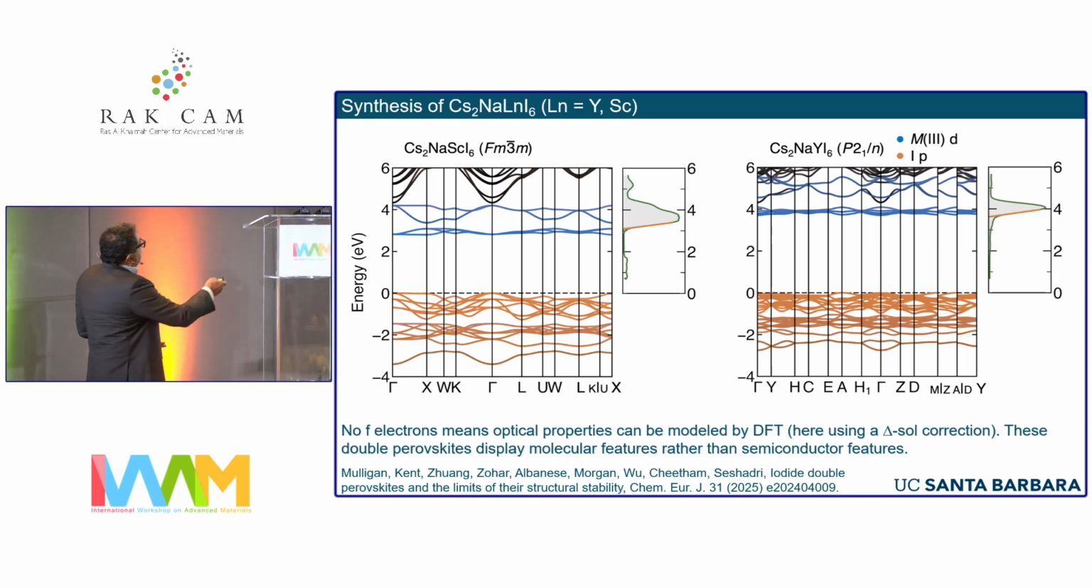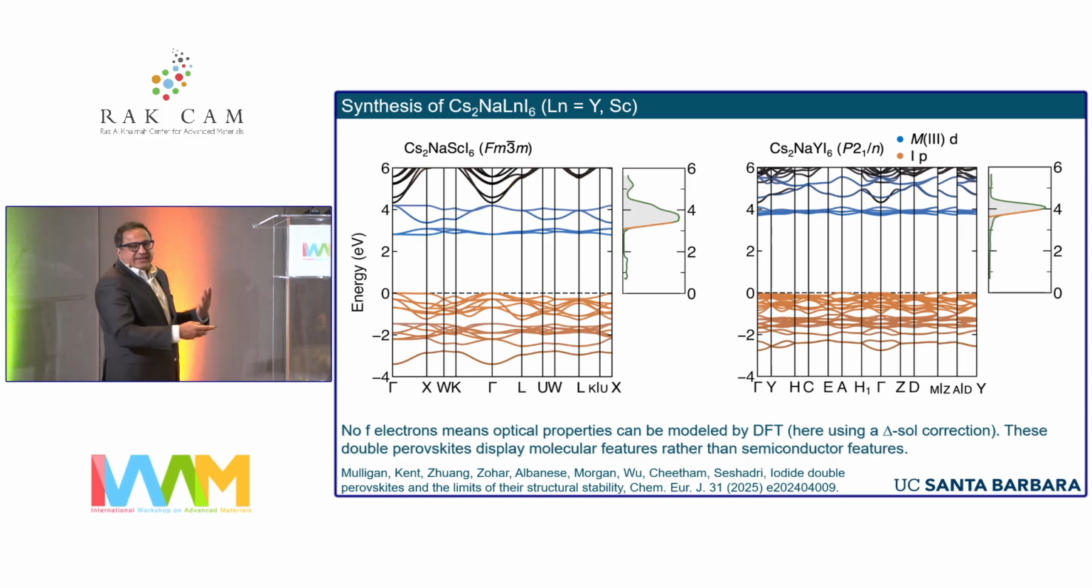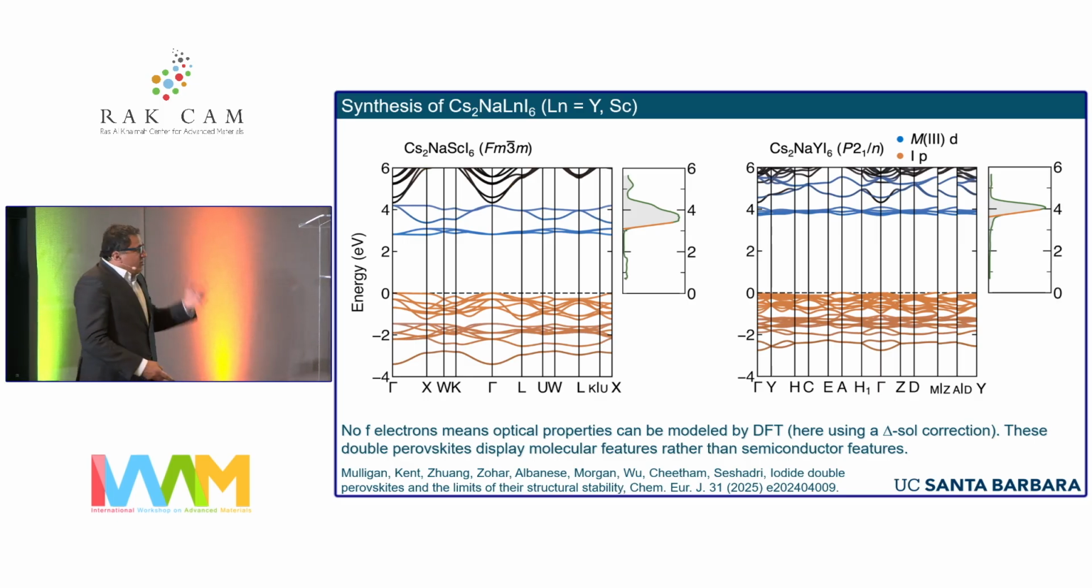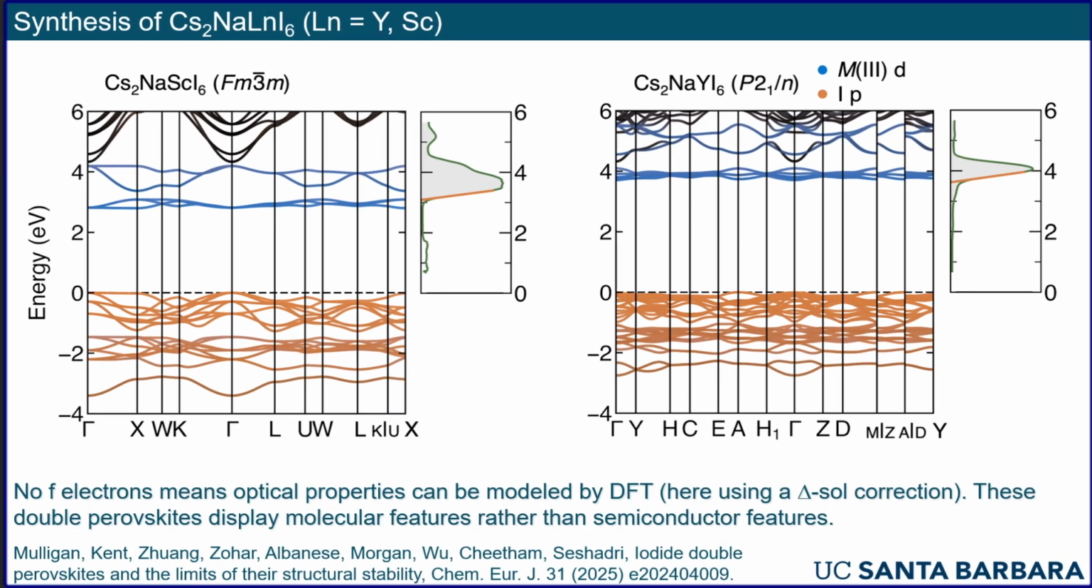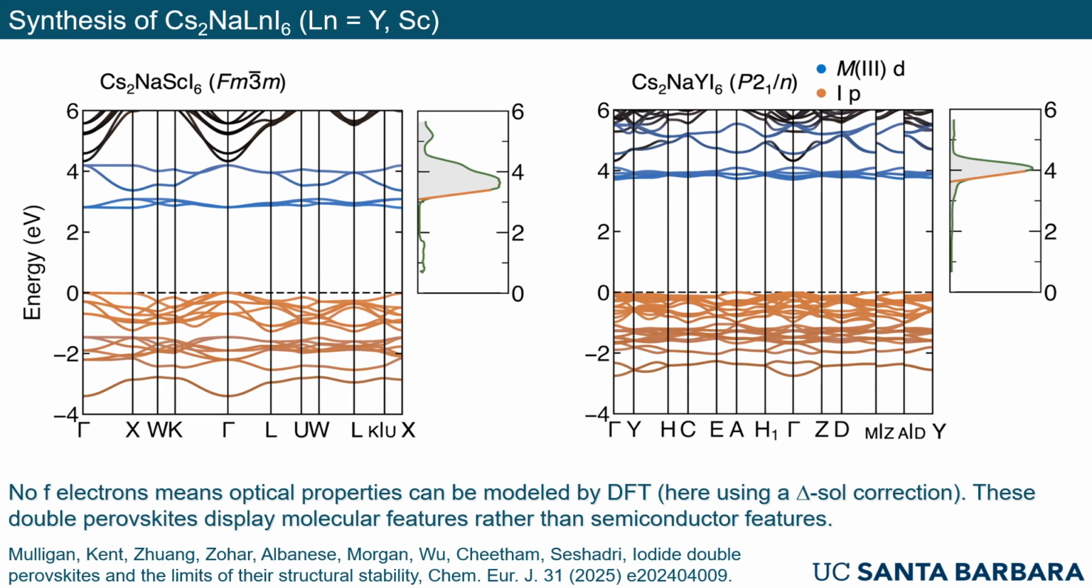So here on the left are band structures corrected, using something called a delta-SOL correction to get the band gap right, because many of you may know that density functional theory often underestimates the band gap. Plotted alongside the band structure is the experimental optical absorption. So you see experiment and computation seem to agree quite well. Not that they need to, but they do in this case.